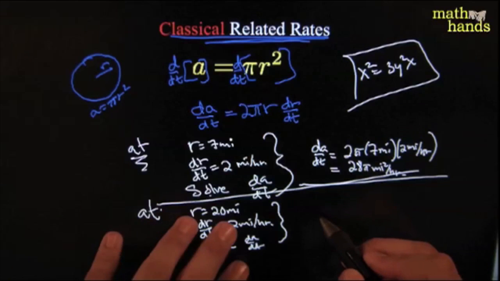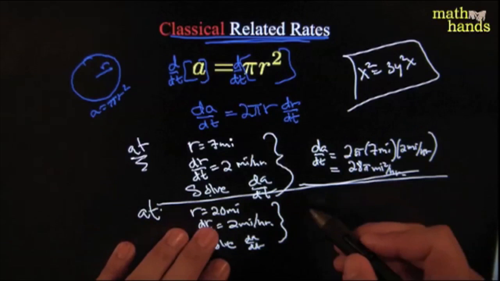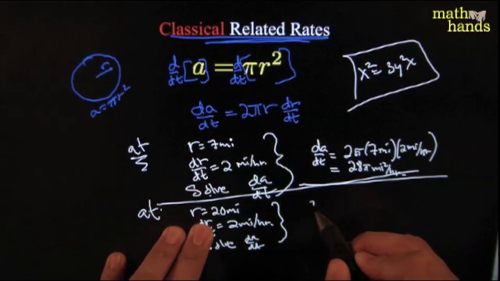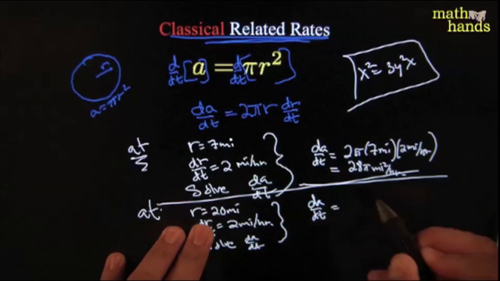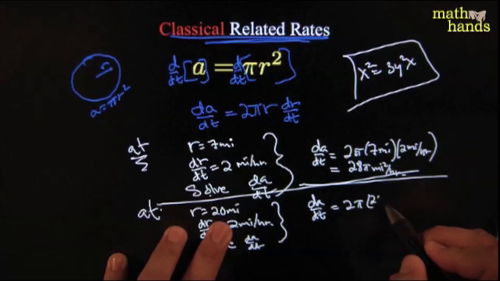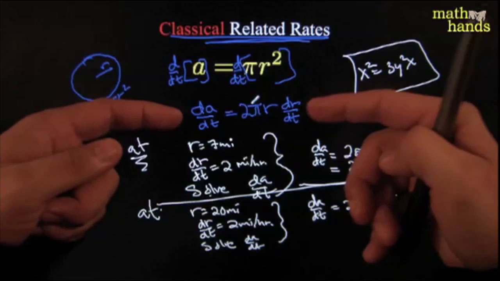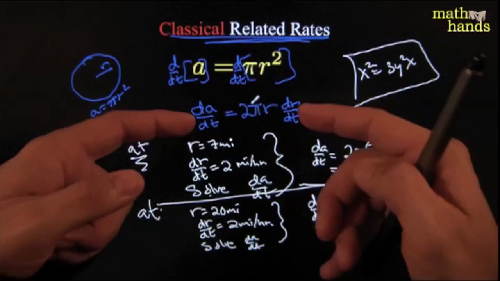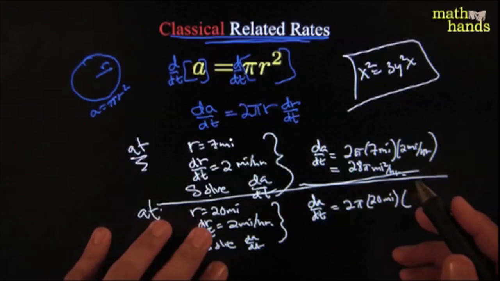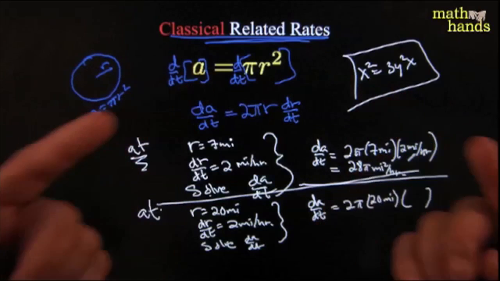Oh, this is duck soup. Child's play. It's so beautiful, I like it a lot. I don't know why I like this so much. It's clean. So dA/dt is equal to 2 times pi times the radius, which would be 20 miles, times the rate at which the radius changes. I'm plugging things in here. This is my baby right here. The equation that tells me how the rates are related. That's why it's called related rates. If you ever forget, this section is called related rates because it tells you how the rates are related.